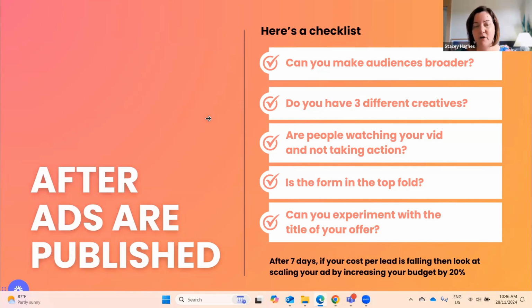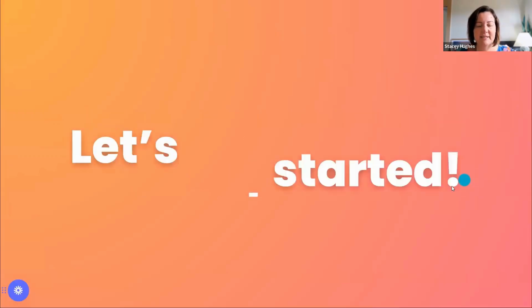And can you experiment with the title of your offer? I've seen this work really well where the lead magnet didn't change, but people changed the title of what it was or what the offer was, and that affected the results. So after 7 days, if your cost per lead is falling, then look at scaling your ad by increasing your budget by 20%.